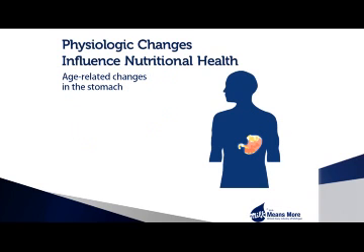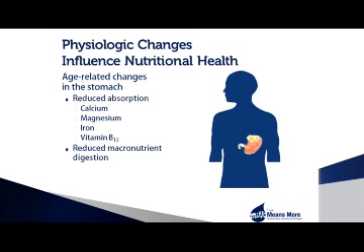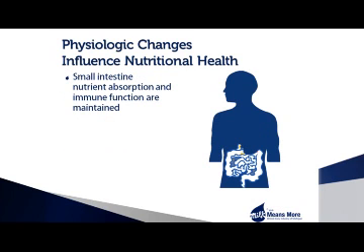Normally, the stomach produces hydrochloric acid, digestive enzymes, and intrinsic factor needed for vitamin B12 absorption. Production of these declines after age 70, reducing the bioavailability of calcium, magnesium, iron, and vitamin B12, and impeding digestion of macronutrients. Fortunately, aging doesn't affect the small intestinal hormone secretion or absorptive function.